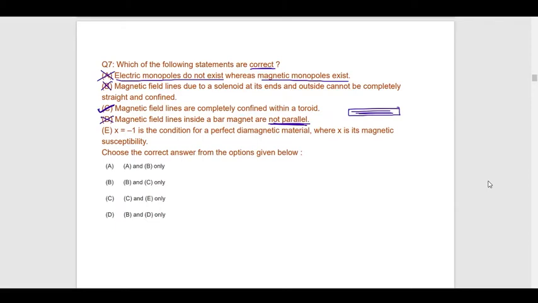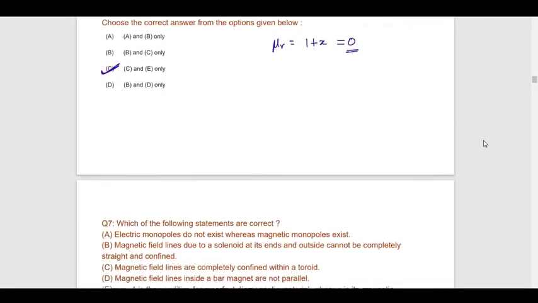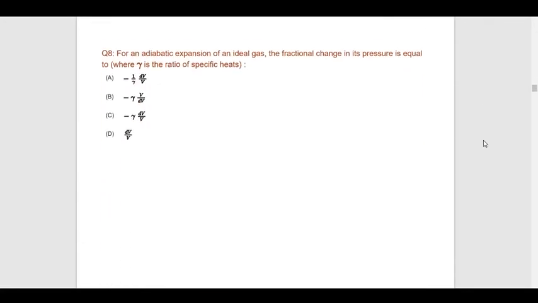Statement E says that chi equal to minus 1 is a condition for a perfect diamagnetic material, where chi is its magnetic susceptibility. This statement is correct because if we think about the relative permeability, then it will be equal to 0 for chi equal to minus 1, and this happens for superconductors. Okay, so statement E is absolutely correct, and therefore option C becomes the correct answer. So let's move on to the next question.